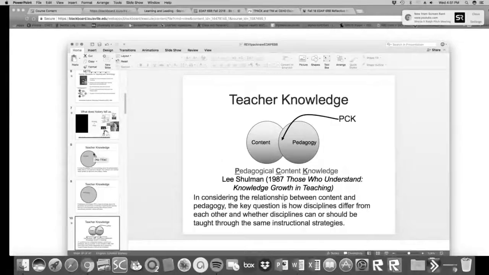There's our guy, Lee Shulman. I was wrong, 1987, not 84. His book, Those Who Understand: Knowledge Growth and Teaching, is where he basically outlines the idea of the interplay between content, pedagogy, and technology knowledge. And what they're getting at here is, if you don't know your content, you can't change up pedagogy effectively. If you don't know your content, you really don't have any business touching a piece of technology.